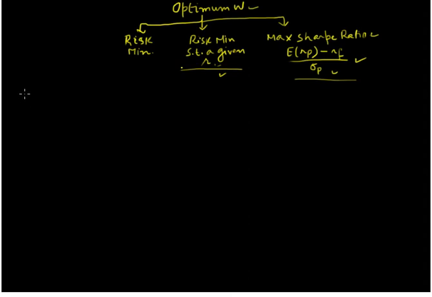Let us write down our objective function. What we want to do is that we want to maximize the Sharpe ratio for the portfolio with respect to weights. And our Sharpe ratio is equal to the expected return on the portfolio minus the risk-free rate, which is our excess return, divided by the standard deviation of the portfolio.